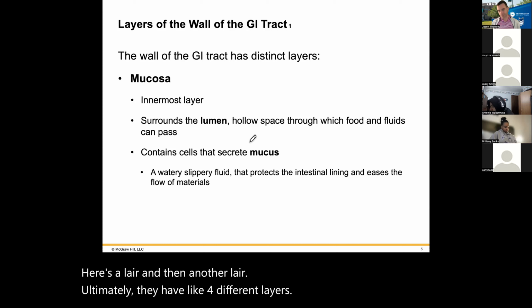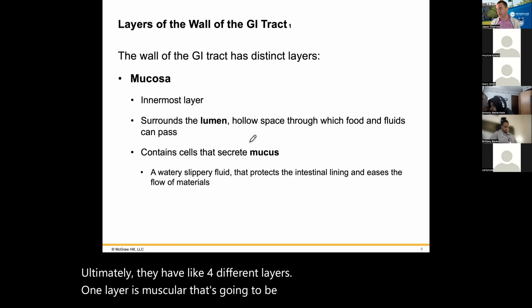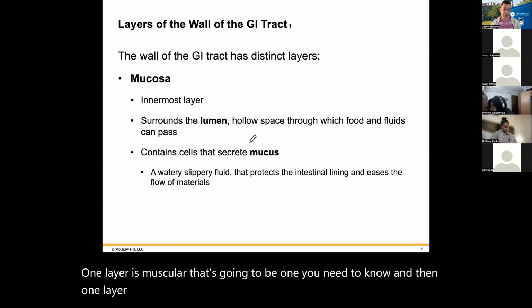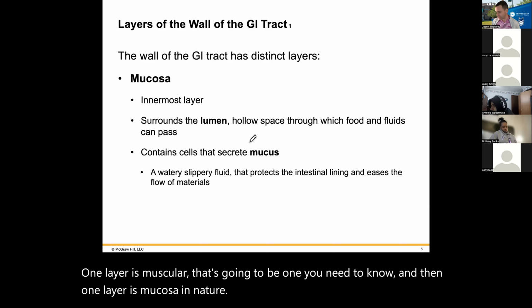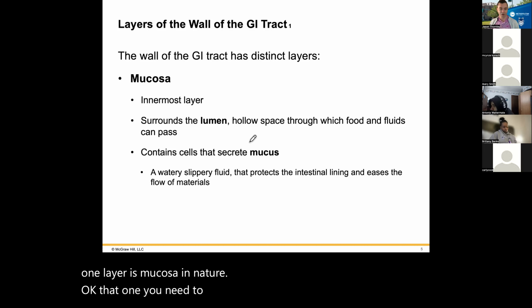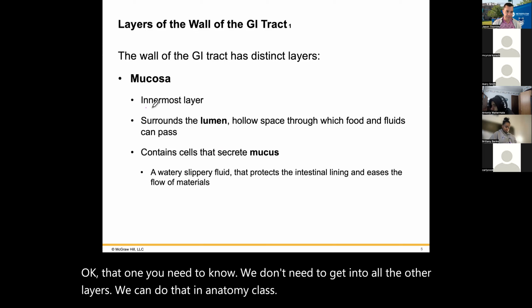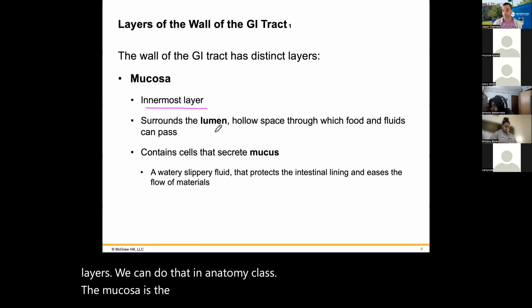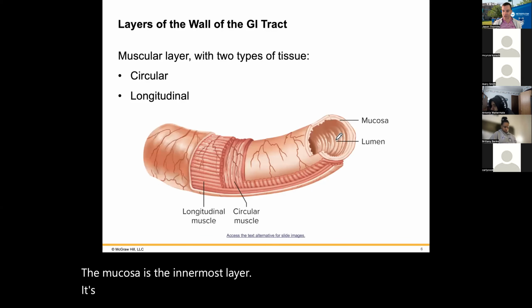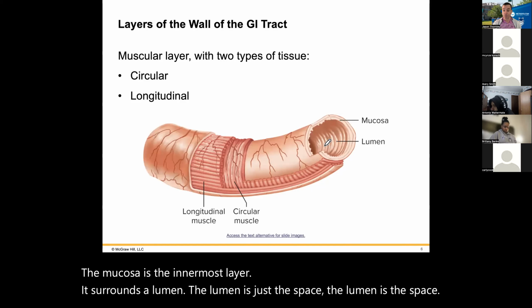One layer is muscular. That's going to be one you need to know. And then one layer is mucosa in nature. That one you need to know. We don't need to get into all the other layers. You can do that in anatomy class. The mucosa is the innermost layer. It surrounds the lumen. The lumen is just the space.